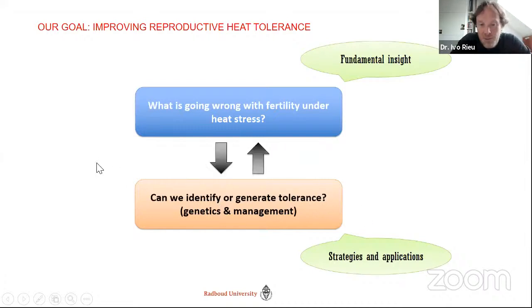But if you think about it a little bit better, I'm sure you agree with me that these two questions heavily interrelate, because if we know what is going wrong with fertility, that might give us strategies to actually generate tolerance by genetic means or by treatment means. The other way around, if we know that there is certain tolerance, either genetically or by treatment, we can use that to dissect what's happening. So my point of view is that these two things are heavily interrelated, and we need both to be able to answer any.